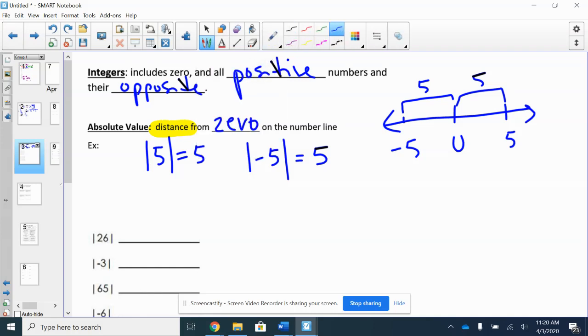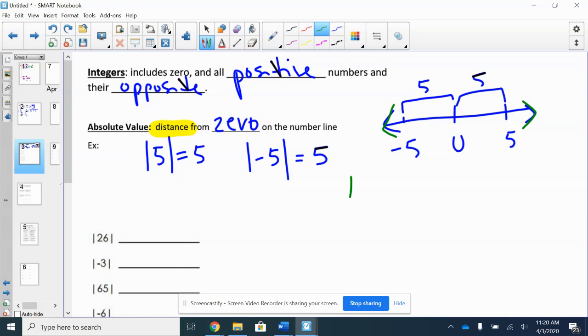You can surely walk in the negative direction, right? You can walk this way, but it's still 5 units you're walking, right? Or if you walk this way, it's still 5 units you're walking. So no matter what, absolute value will always be positive if the number is within the absolute value brackets.